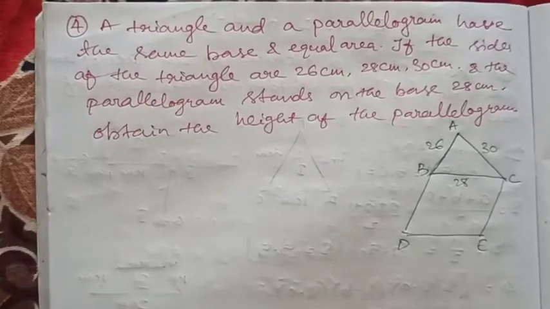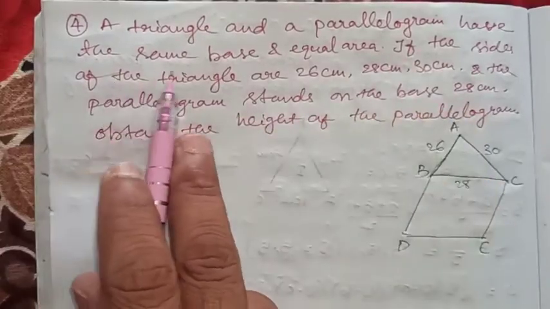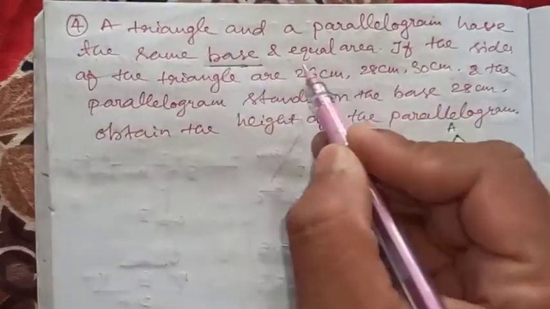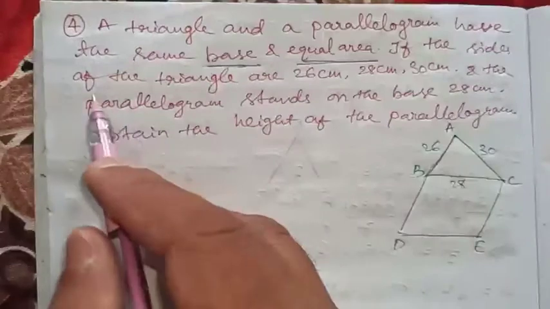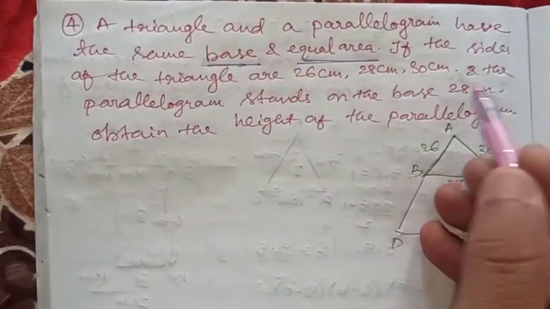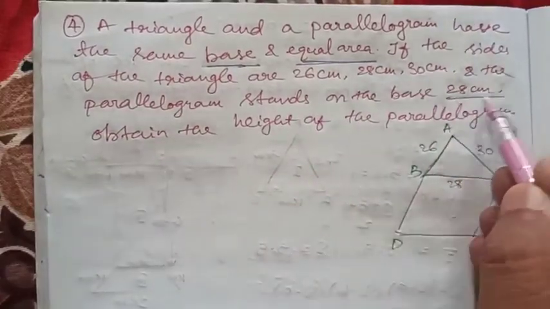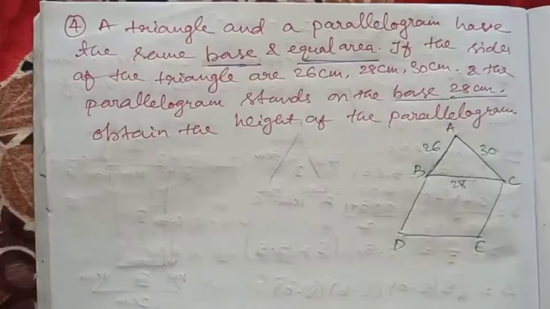Now question number 4. In question number 4 it is given a triangle and a parallelogram have the same base and equal area. If the sides of the triangle are 26 cm, 28 cm, 30 cm and the parallelogram stands on the base 28 cm, obtain the height of the parallelogram.